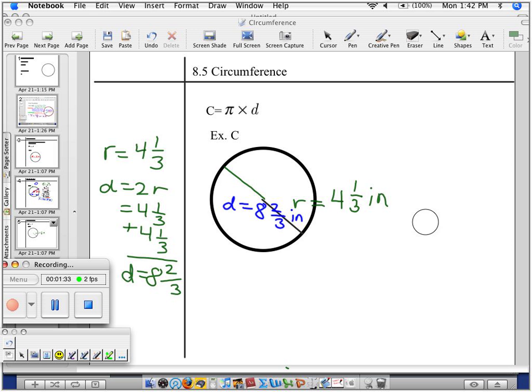Just for space sake, I need to get rid of the radius. So let me erase. And let's move on. Okay, I don't understand. Oh well, let's just keep working.